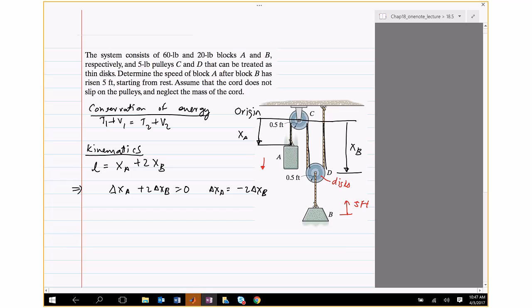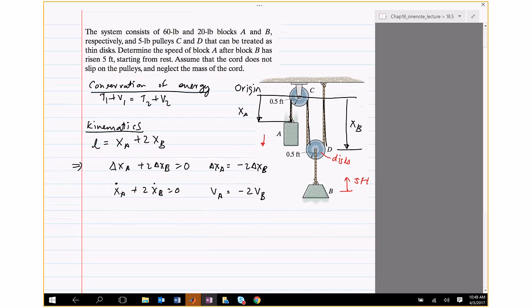The other way we could use this expression is to differentiate it with respect to time, in which case L dot will be equal to 0, and XA dot plus 2 XB dot is equal to 0. I'm going to write V for velocity instead of x. So velocity of A is minus 2 times velocity of B. Same expression, but the way you interpret it is different. This one tells about displacement, the other tells about velocity.